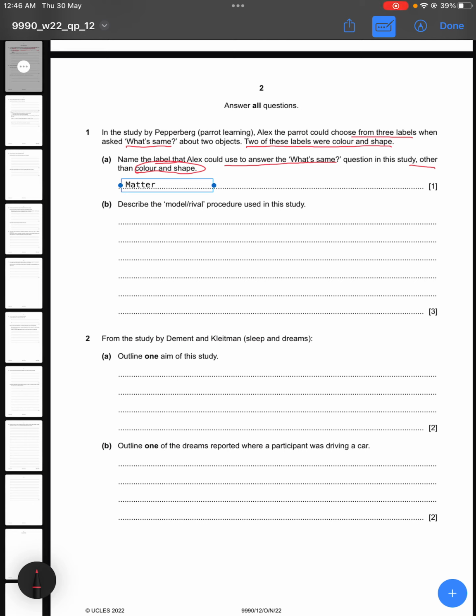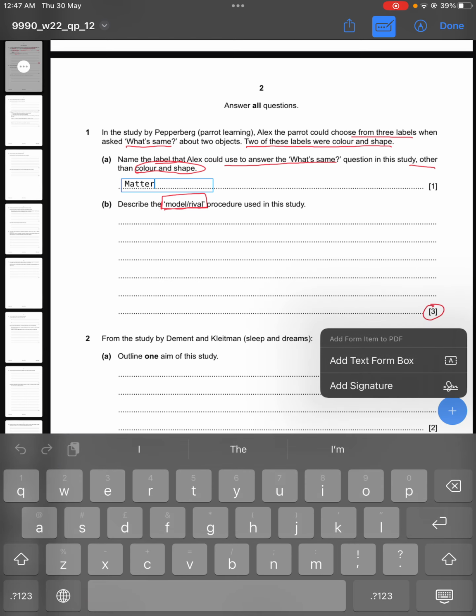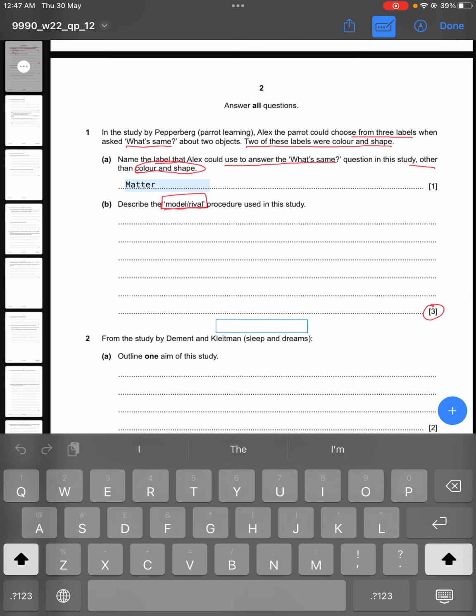In its part B, the question says, describe the model rival procedure used in this study. So the focus is on the model rival procedure, what it means and what the researcher did to present that particular procedure. And it is for 3 marks, so you are going to get 1 mark per correct point. So you are supposed to give 3 correct points from the whole procedure.